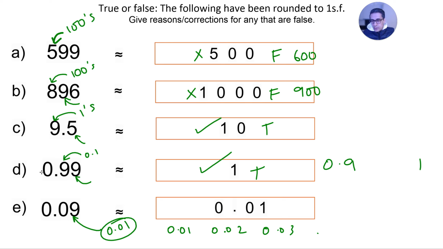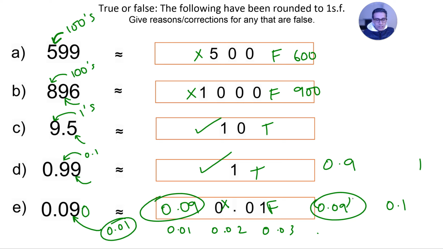Now in this case, 0.09 is closest to either 0.09 or 0.1. And because there's an invisible 0 here, the decider is actually 0. So in this case, we keep it the same. Rounding down is technically the same answer. It's going to be 0.09. So this number does not change. This is false. The correct answer is 0.09.